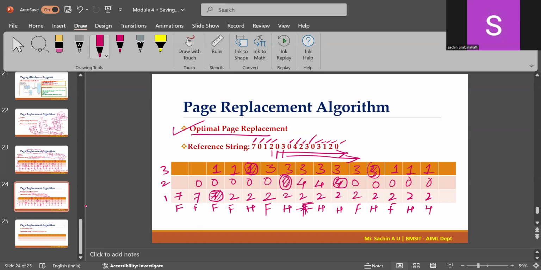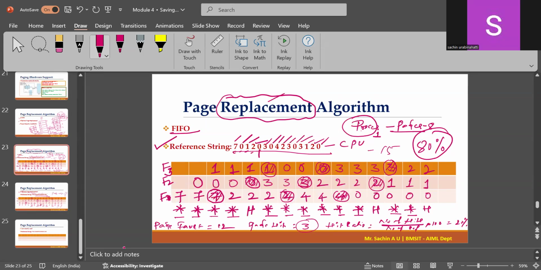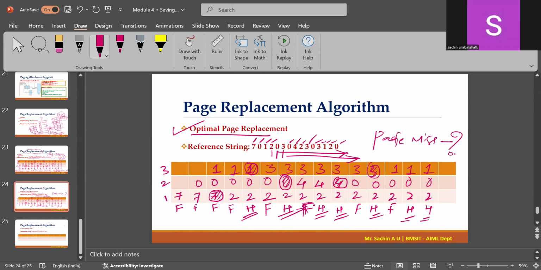If you just see here, in the previous algorithm, there were, I think, only 2 hits, right? But if you see here, 1 hit, 2 hit, 3, 4, 5, 6, and 7. The number of page misses is reduced compared to your previous algorithm, that is first in, first out. See, in first in, first out, there were page hits only 3. But in this algorithm, how many page hits are there? 1, 2, 3, 4, 5, 6, and 7. So that is how optimal page replacement behaves in a better way than your first in first out page replacement algorithm.